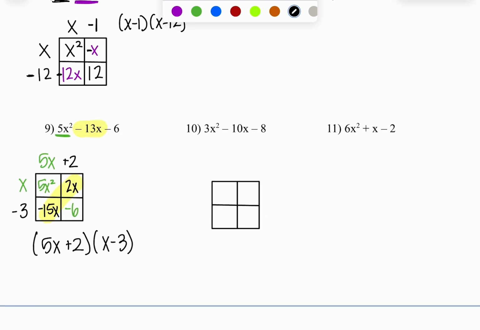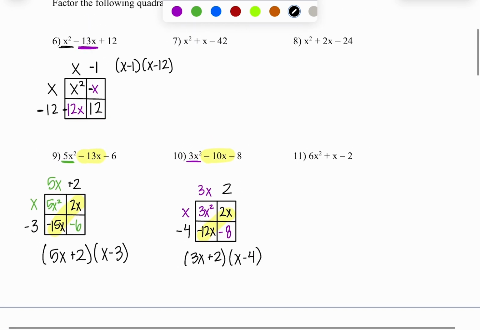And then on number 10, 3x squared has to come from 3x and x. And negative 8 has to come from somewhere. So I'm going to try 2 and negative 4. So I get 3x times negative 4, that's a negative 12x. And x times 2, that's a 2x. Add those together, that does equal negative 10x. So the two factors are 3x plus 2 and x minus 4.